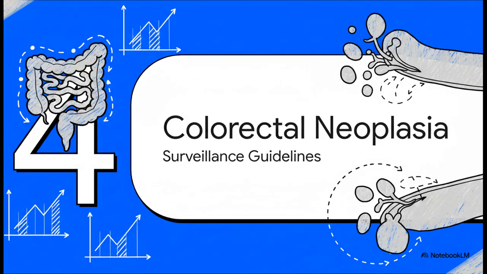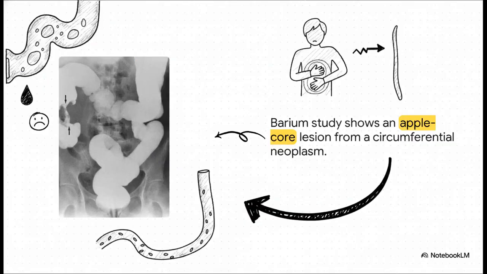Section 4. Colorectal neoplasia and surveillance. Let's analyze this classic radiographic finding. What you're seeing is an apple core lesion on a barium enema. It perfectly visualizes a circumferential colonic neoplasm that's narrowing the lumen. Note how the location completely dictates the clinical presentation here.